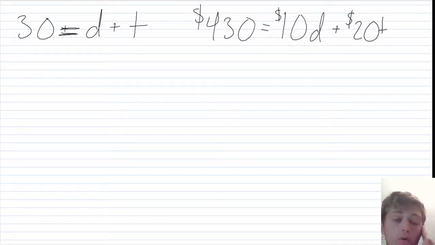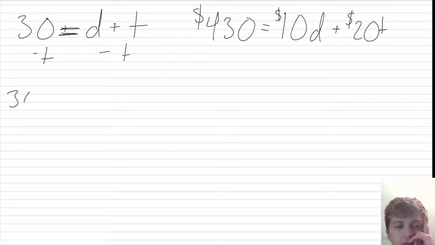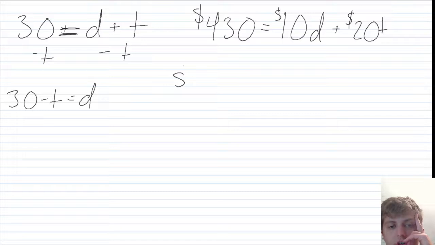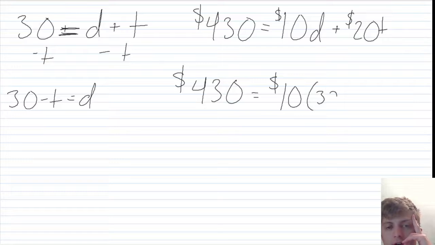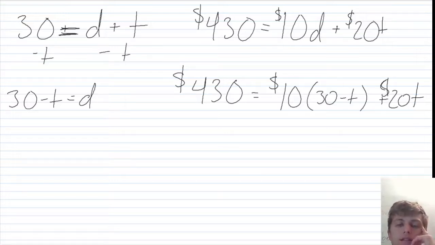Okay, so to continue, we need to do a substitution, but we don't have anything by itself yet. So let's use the problem on the left, get something by itself. Let's go ahead and make D by itself. How do we get D by itself? We subtract the T on both sides. We're left with 30 minus T equals D, and now we can substitute into the right equation. Rewrite everything we're not substituting. All we're substituting is the D here. So we replace that with our 30 minus T, and now this is a problem we can solve because we only have one variable, that is the T.